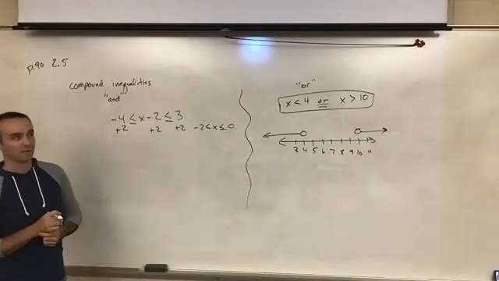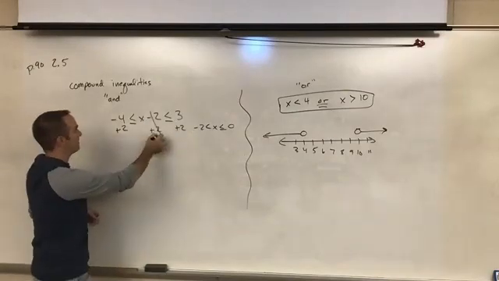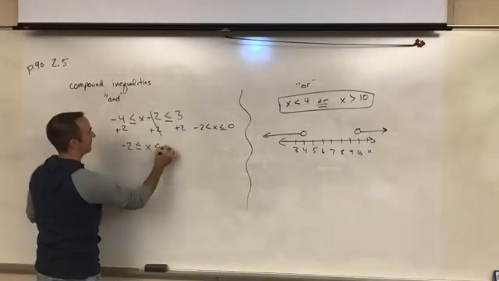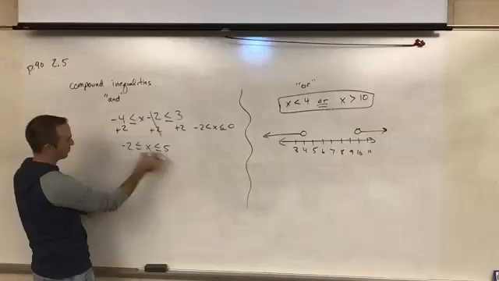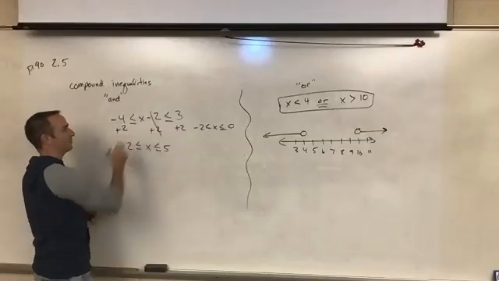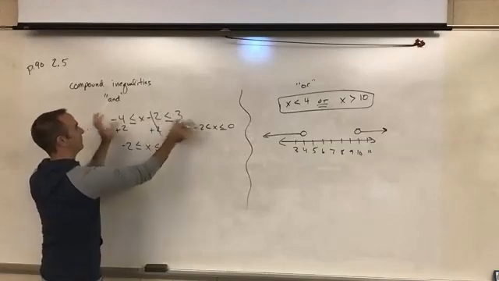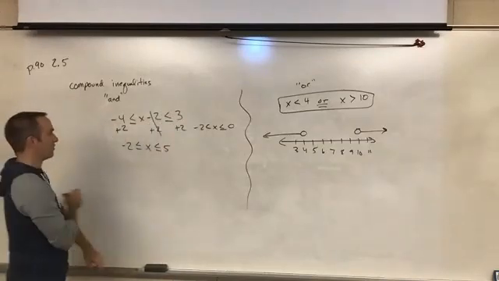When I do that, that's going to cancel out in the middle. I got -2 less than or equal to x less than or equal to 5. That's my answer. Any number that's between -2 and 5, if I were to take it and plug it in, that would still work. That answer in the middle would be between -4 and 3. So that would be my solution.